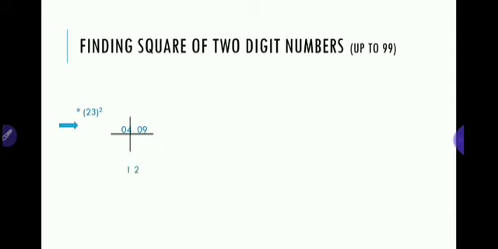Next, do one calculation in your mind: 2 into 3 into 2, that is 12. Write 12 like that. Below 9 you have to write nothing. Below 0 write 2, below 4 write 1. So make the addition, that is 9 plus 0 is 9, 0 plus 2 is 2, 4 plus 1 is 5, and 0. That will be your answer, that is 529 will be the square of 23.